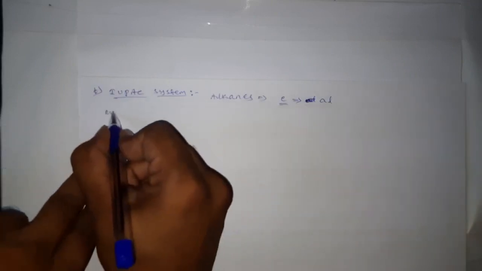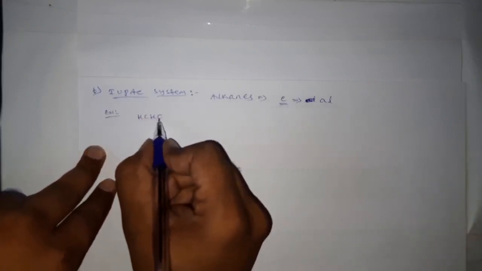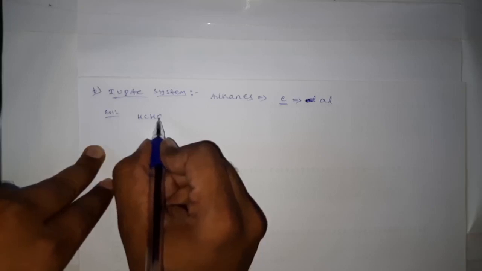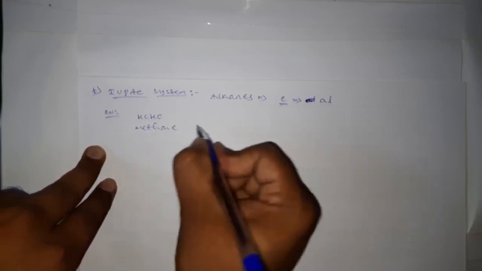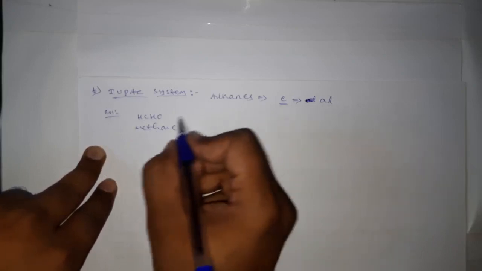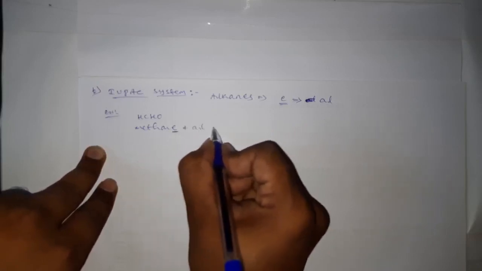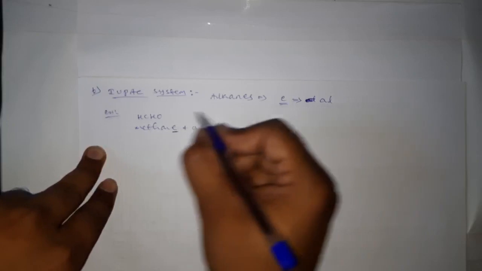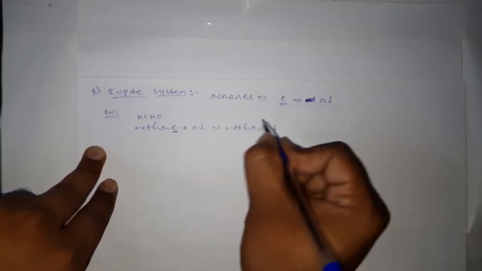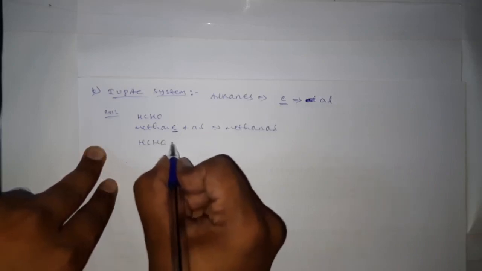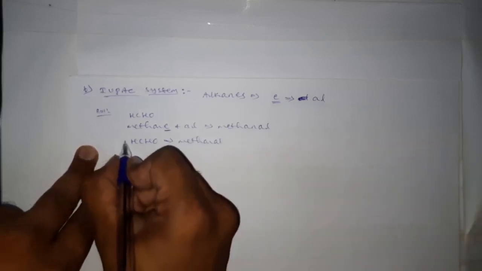Take for example HCHO, and it is derived from the alkane methane, correct? And according to IUPAC nomenclature, we replace the E of methane with Al. Therefore, the IUPAC name for this compound becomes methanal, correct? HCHO is methanal. This is one example.